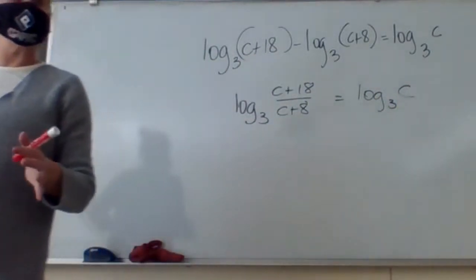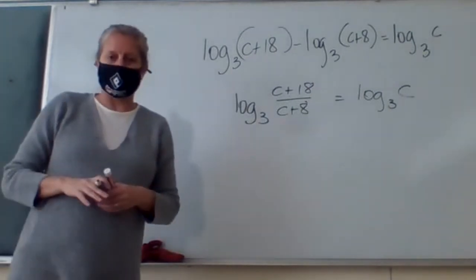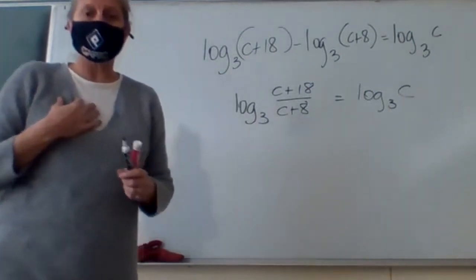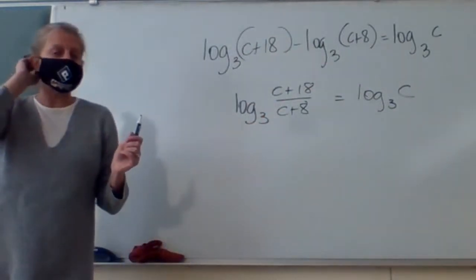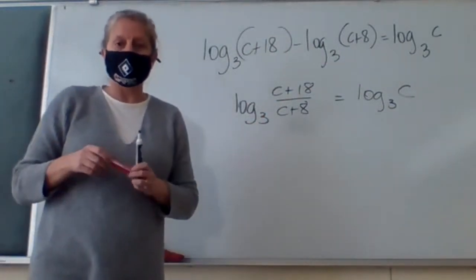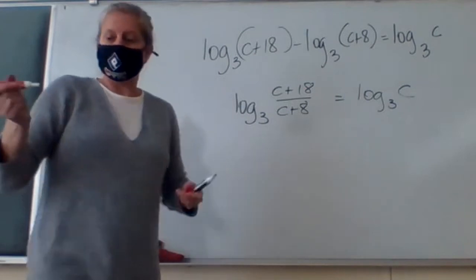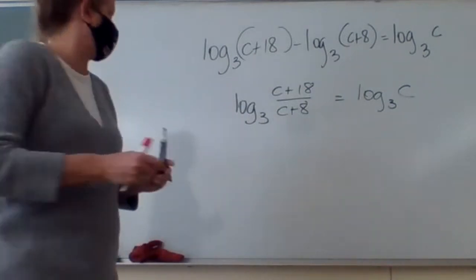So this one's different than the last one because I have logs on both sides. But remember, I can do anything to one side as long as I do it to the other. So why not just divide both sides by log base 3? That'll just get rid of the logs altogether.